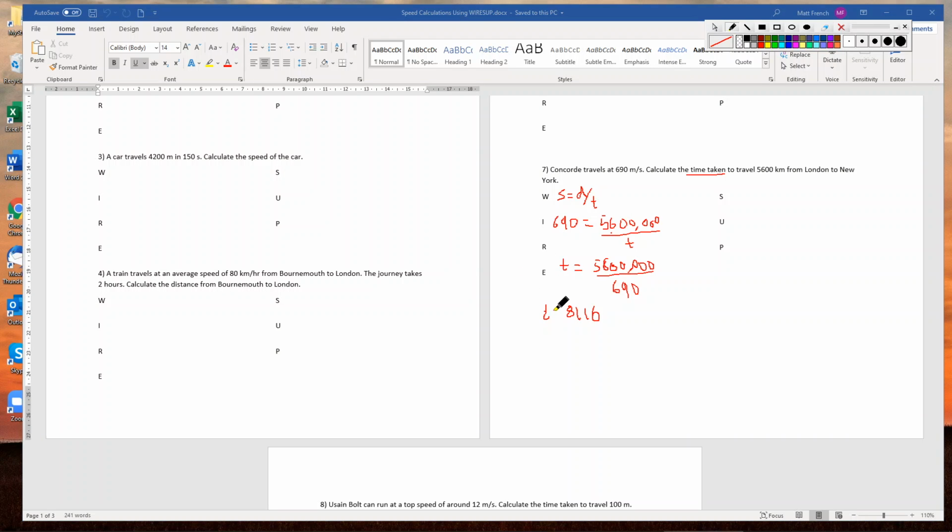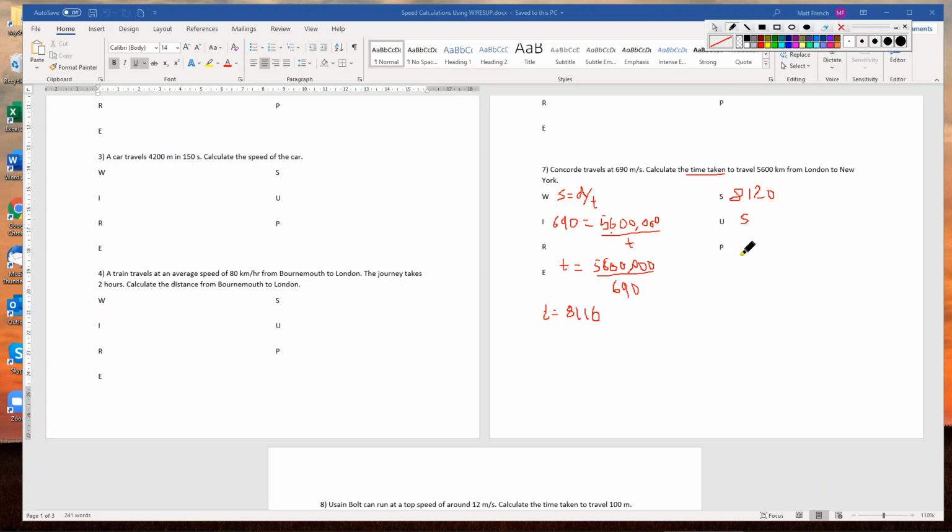And so then we need to check the significant figures. Well, we've got 2 or 3 sig fig in that, and we've got 2, 3 or 4 sig fig in that. So we can probably put this to 3 significant figures. So that to 3 significant figures is 8,120. Oh, the units. Well, we had a distance in kilometers, distance in meters, and we divided it by a speed in meters per second. So the units are going to be seconds there.